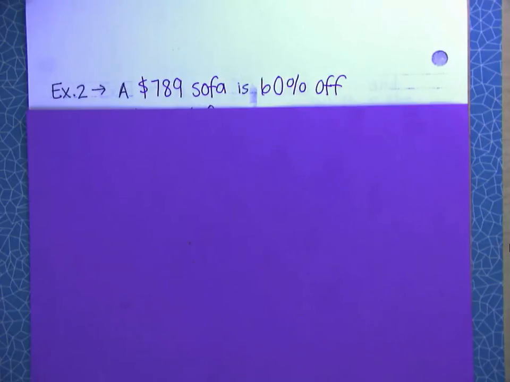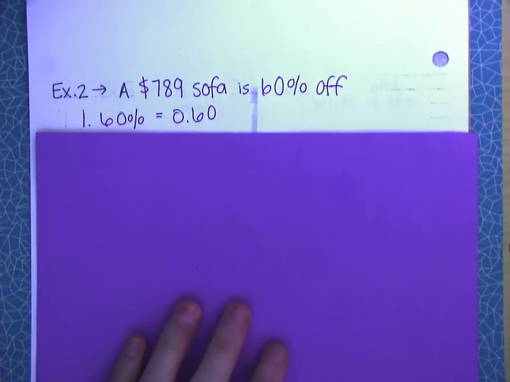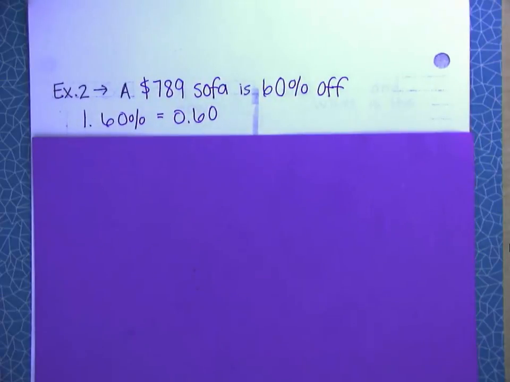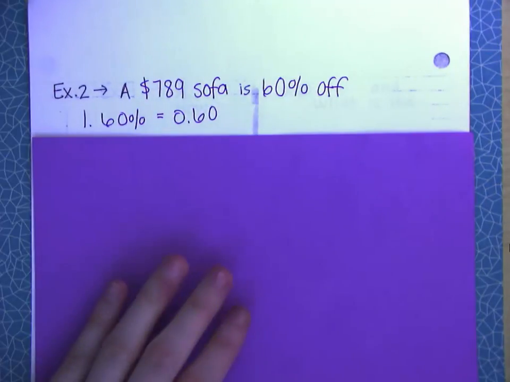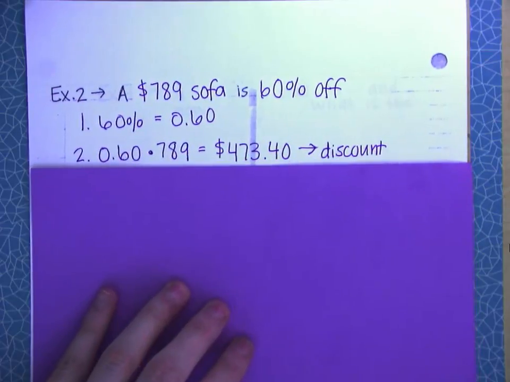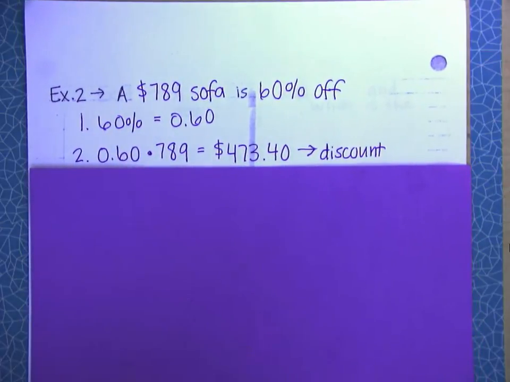All right, so the first thing we did was we changed our percent to a decimal. So 60% written as a decimal would be 0.60. Okay, and then the next thing that we did was we multiplied the discount times our original price. And when we do that, we get $473.40.